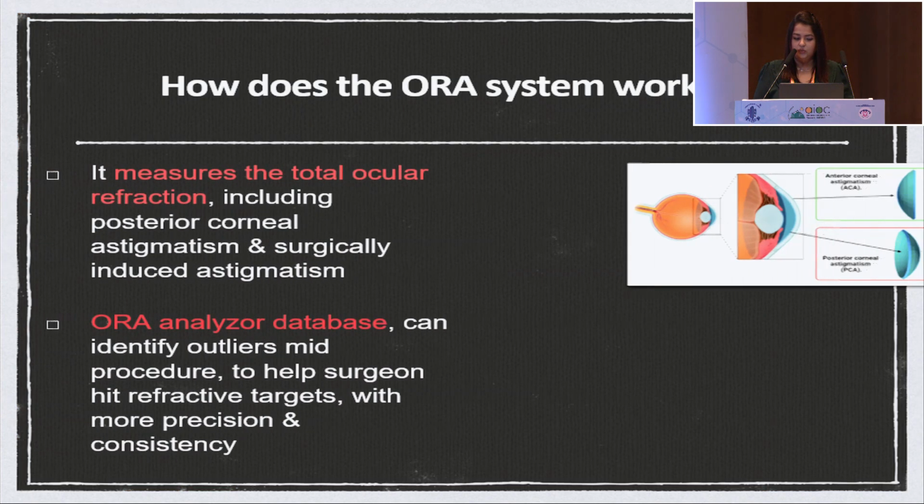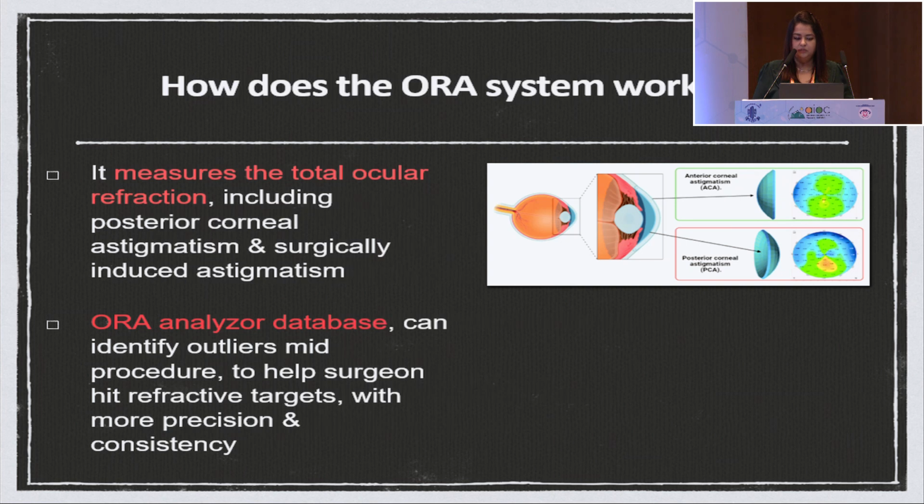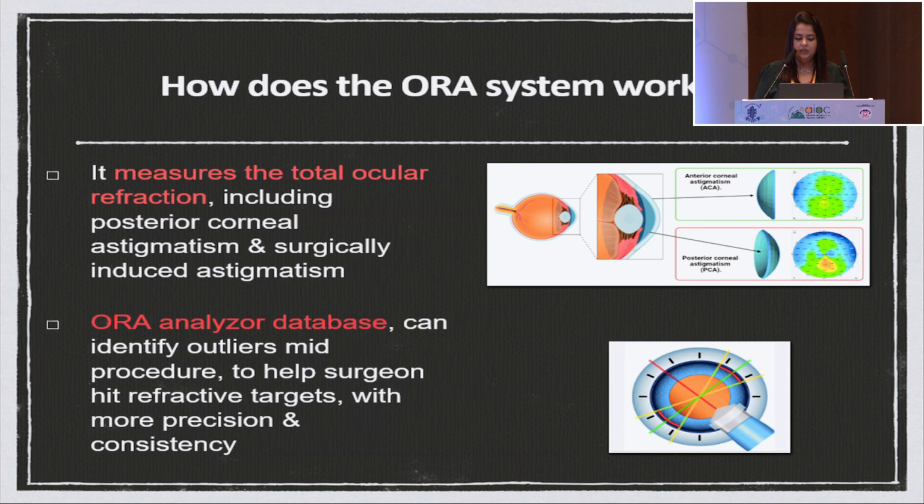It measures the total ocular refraction, including posterior corneal astigmatism and surgically induced astigmatism. The Aura Analyzer database can identify outliers mid-procedure to help the surgeon hit refractive targets with more precision and consistency.